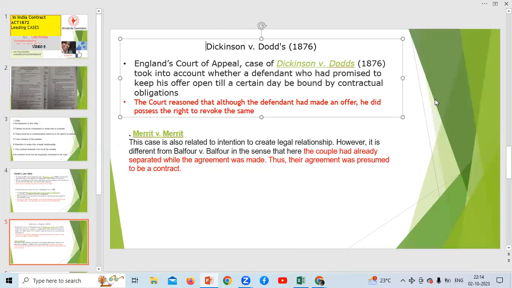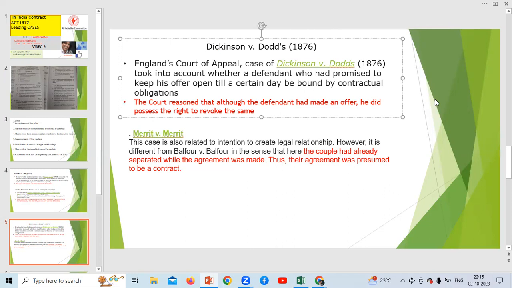आता एक जर प्रॉमिस केलेला आहे की एखादी वस्तू एखाद्याला विकणार आहे, पण दुसरी ऑफर त्याच्या आधी जर आली तर तो माणूस ती वस्तू विकू शकतो, त्याबद्दल आहे. न्यूजपेपर ऍडव्हर्टाइजमेंट दिलेली होती आणि त्याच्यामध्ये सेल ऑफ प्रॉपर्टी बद्दल होतं. लास्ट डेट पर्यंत ती प्रॉपर्टी त्याला ठेवायची गरज नाही. The court reasoned that although the defendant had made an offer, he did possess the right to revoke the same.